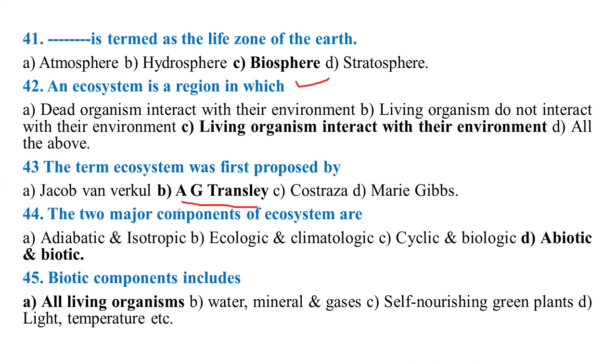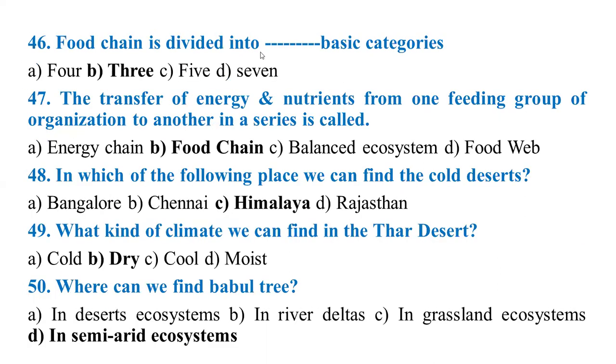The two major components of an ecosystem are the biotic component as well as the abiotic component. Now, actually, options are not required. Straight away, you can remember. Biotic components include all living organisms. So I request you to go through these options once again and kindly make a note of this. Food chain is divided into three categories. The transfer of energy and nutrients from one feeding group of organisms to another in series is called a food chain.